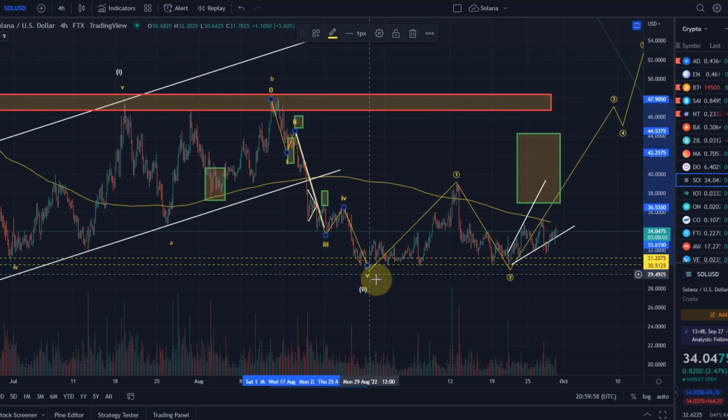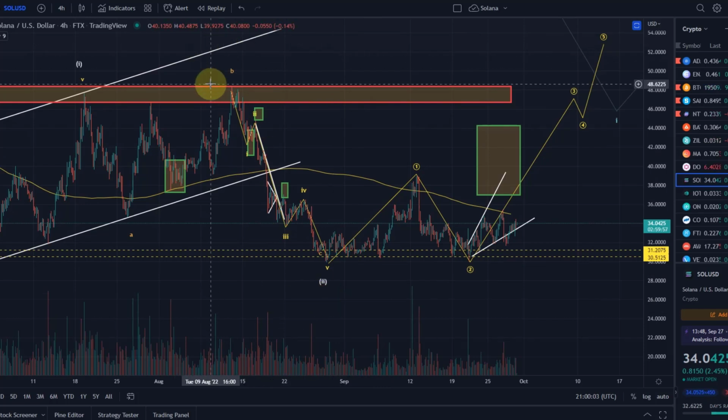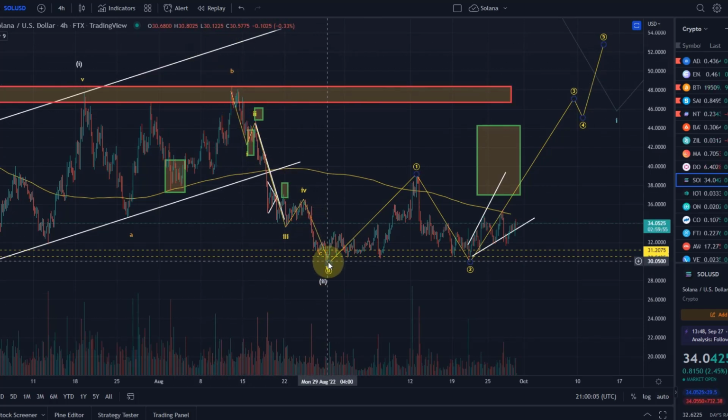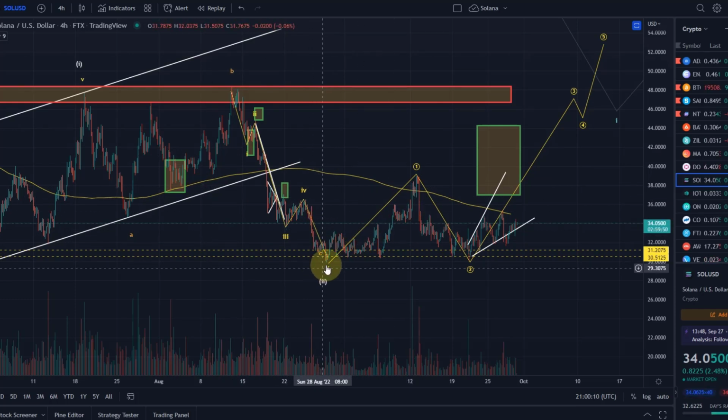A 5 wave move down here in a wave C fits the proportions much better, also in the bearish count, where we start to the downside. It just works much better now from the fib levels and the internals, but again, that doesn't really matter now. Important is what's happening here.